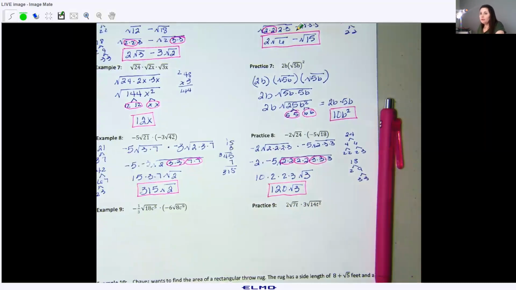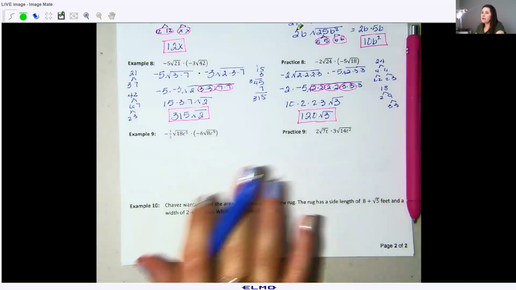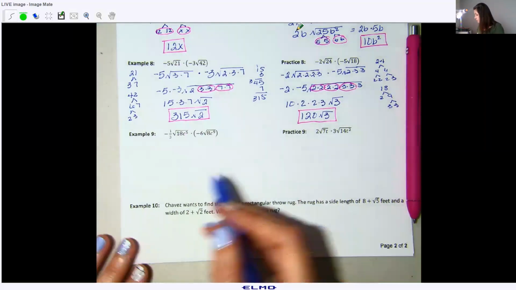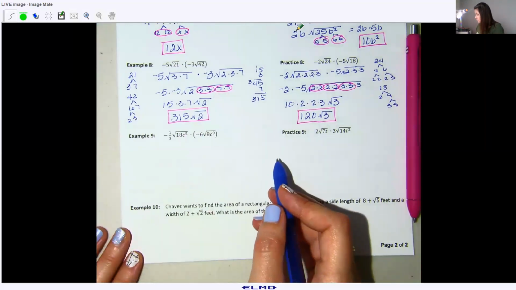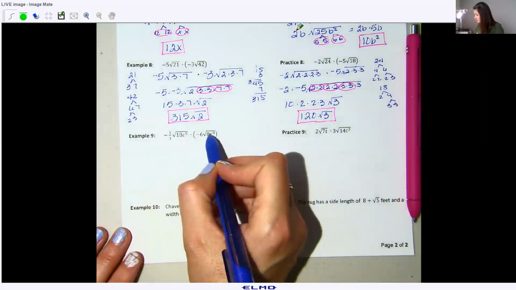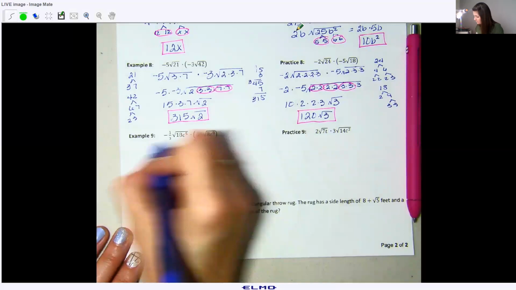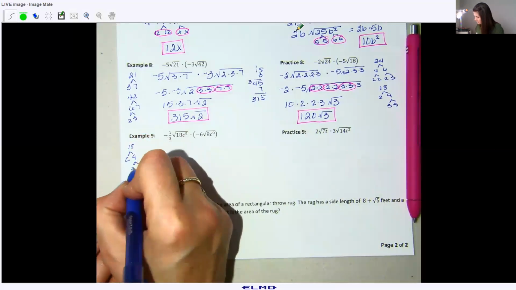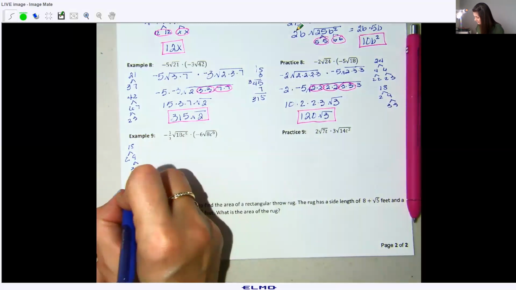So we are moving to example and practice number 9. They're a little bit different from one another just because example number 9 has a fraction, but you'll see that the fraction is going to cancel out as you work this out. Okay, so we're going to factor out 18 and 8. So let's move here, 18 and then 8.